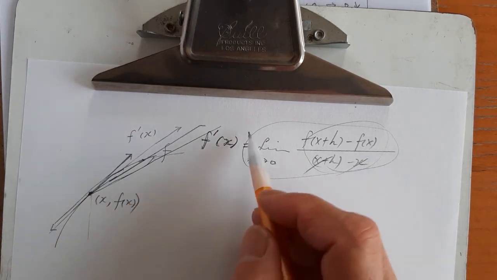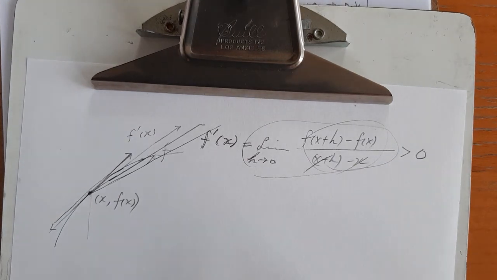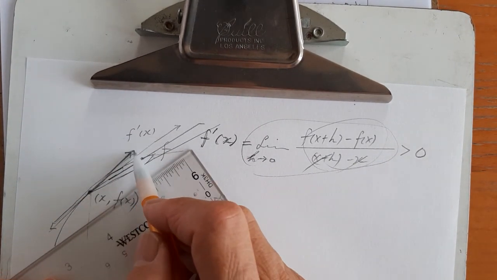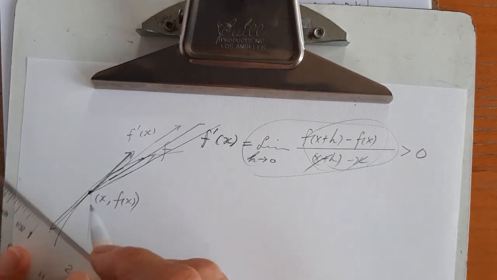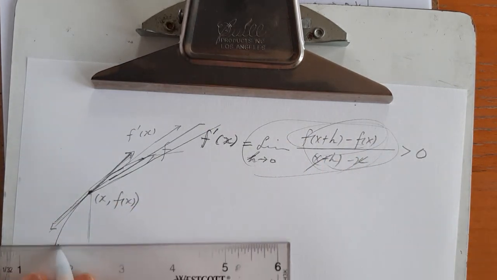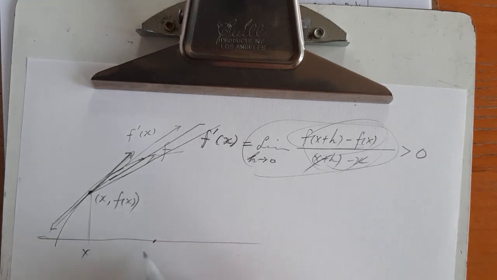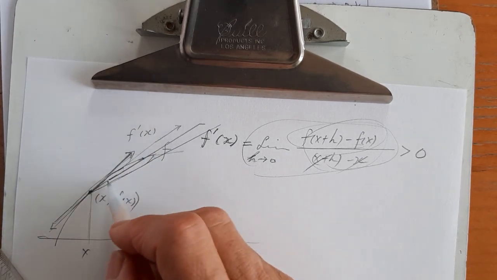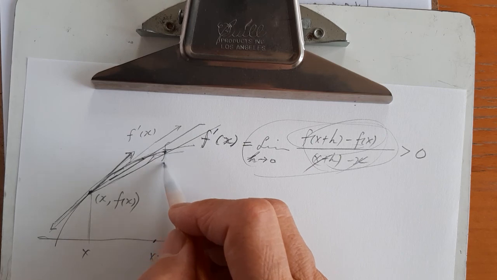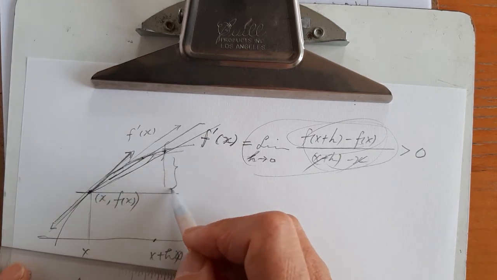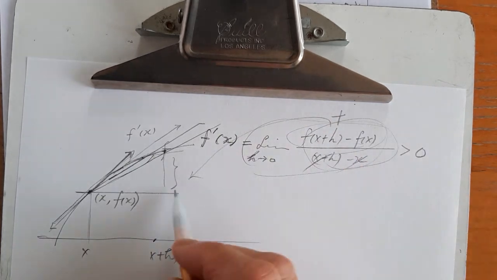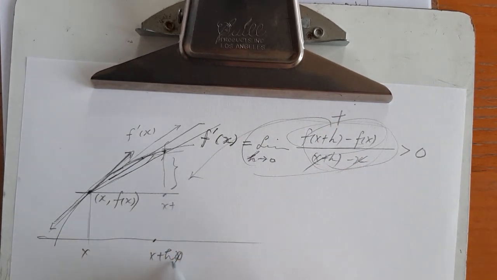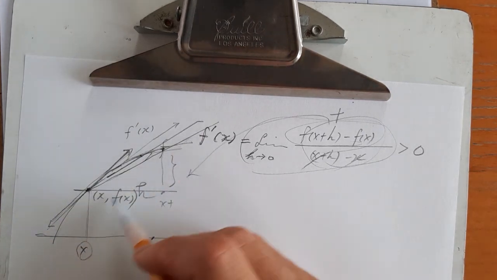So if it is positive, then the line rises up, because the numerator is positive. Here is x, this is x plus h, and the point over here on the curve is higher, so the difference is positive. And then x plus h minus x, this is h, also positive, so the quotient is positive. So the curve goes like this, increasing.